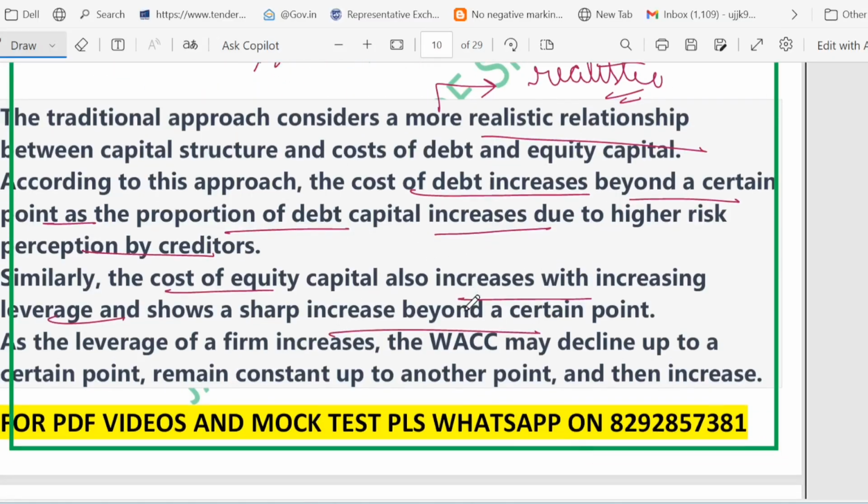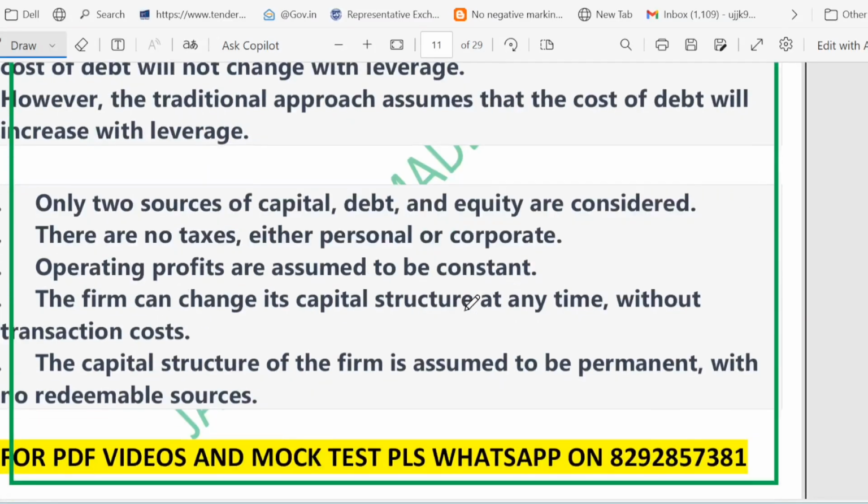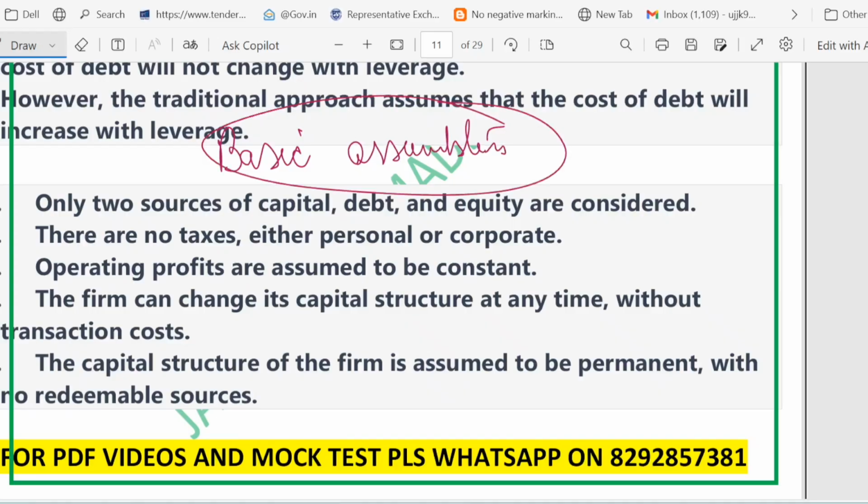Now friends, let's move to the next slide. Let's look at this particular slide and what we are talking about. Before we dive into taxation, let's first look at the basic assumptions behind the capital structure theory. These are the basic assumptions that we make. First of all, it assumes that there are only two sources of capital. The first is debt, the second is equity.